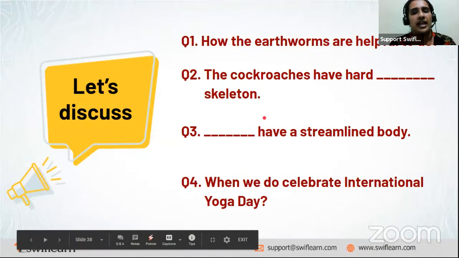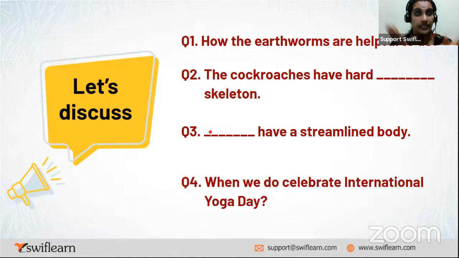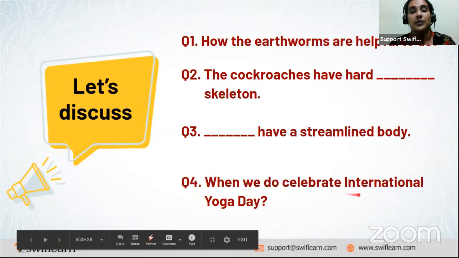Now, the cockroach has a hard dash skeleton. Which skeleton does it have? Outer skeleton. Okay, hard outer skeleton. Dash have a streamlined body. Which have a streamlined body? Fishes. When do you celebrate International Yoga Day? 21st June. Yes, so these are the answers.